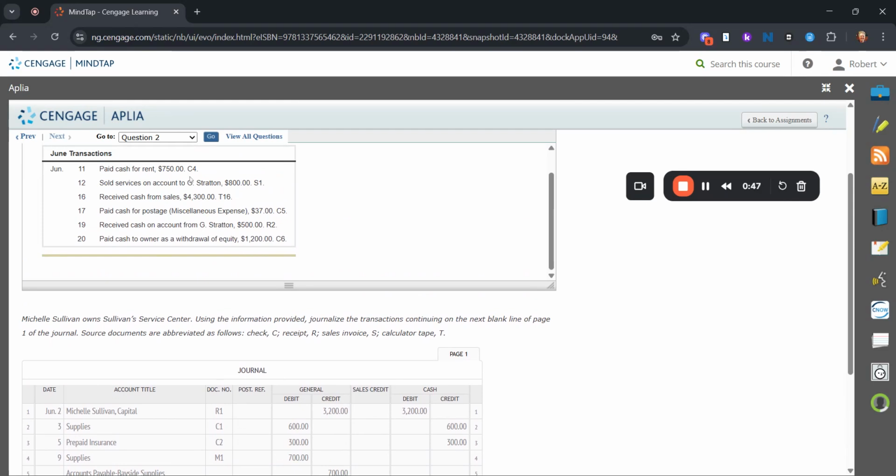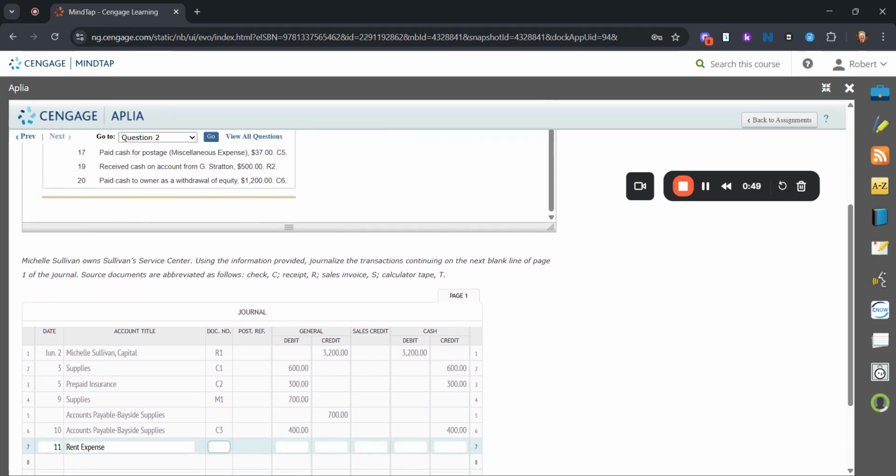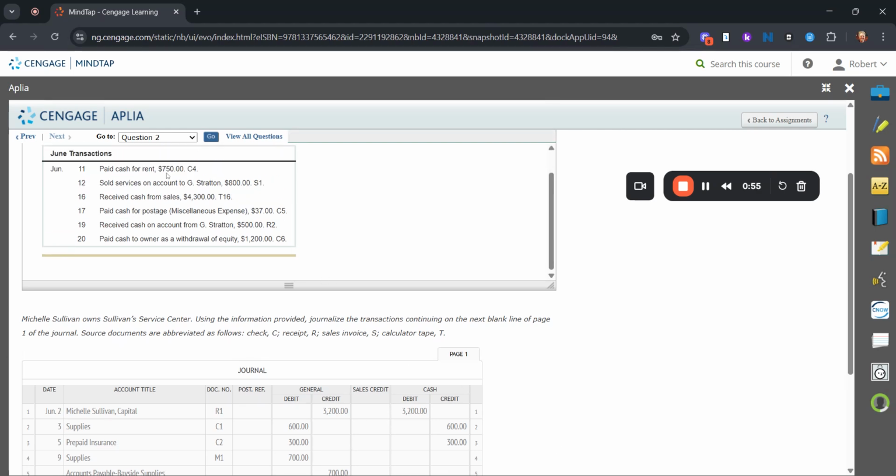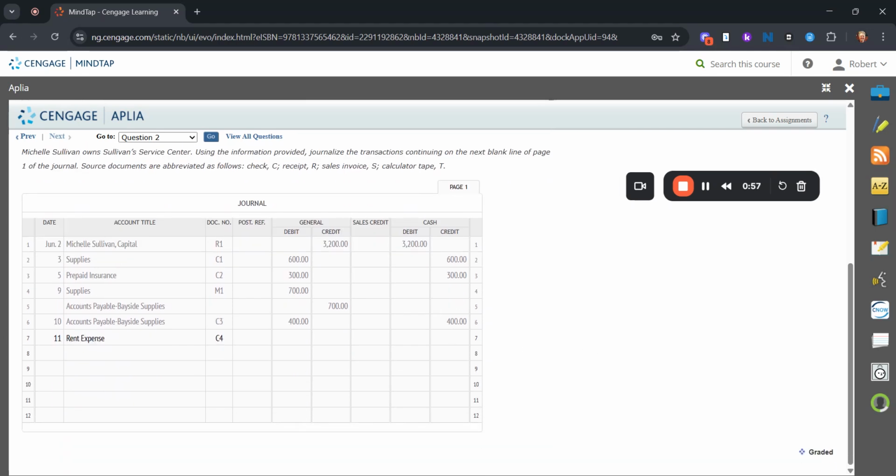The amount, check 4. Starting to get ahead of myself there, so check 4. And the amount $750. So remember, this is going to be a decrease in owner's equity. So $750 is a debit entry, and a decrease in cash is paid for with the check. So a decrease in asset, $750 credit.